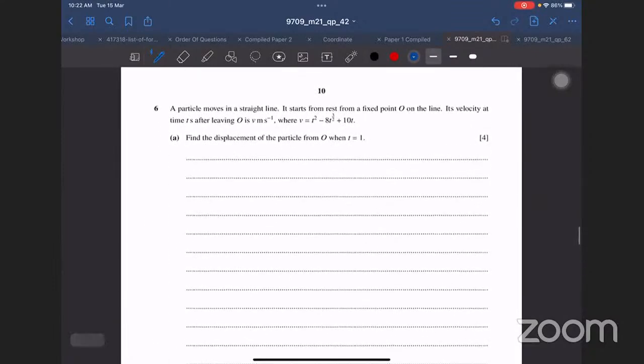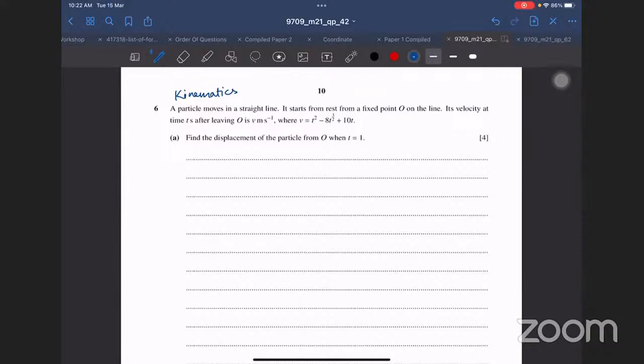Then we have kinematics again. A particle moves in a straight line, starts from rest at a fixed point O. Its velocity at time t seconds after leaving O is v, where v equals t squared minus this. Find the displacement of the particle from O when t equals 1. Okay, so I can basically just integrate and find the expression for S.